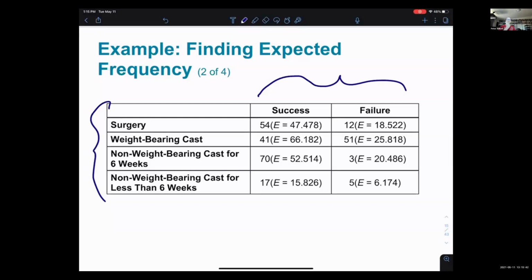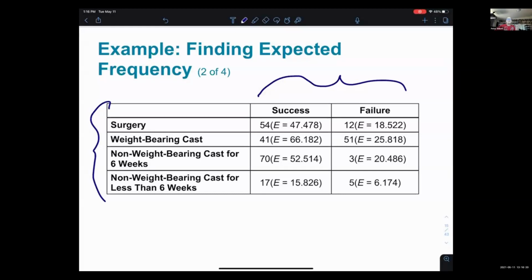So what are we looking to see here? We're looking to see if success or failure of the treatment to help fix the broken bone is independent of the kind of treatment that they got. Do any of these work particularly better than any of the others? If some of these methods have a better success rate, that might suggest that they have an impact on whether your treatment is successful or not, and maybe you should do those more frequently.